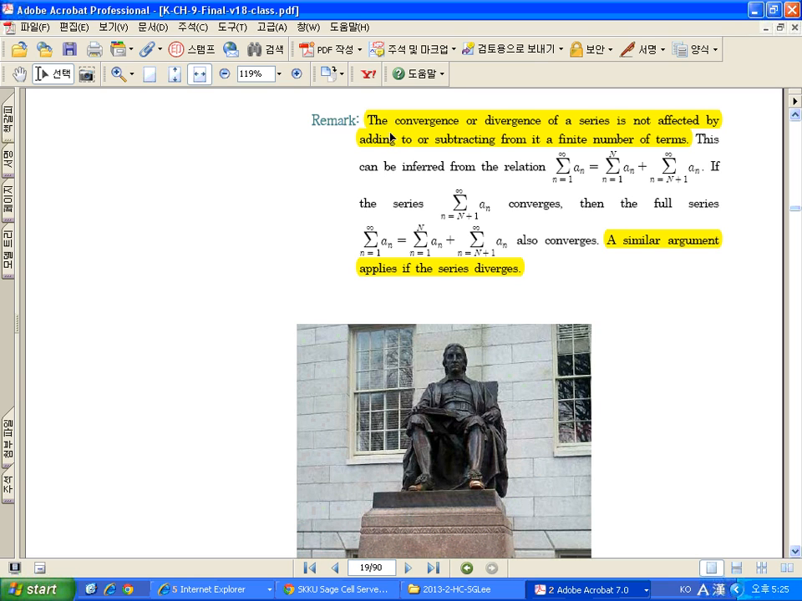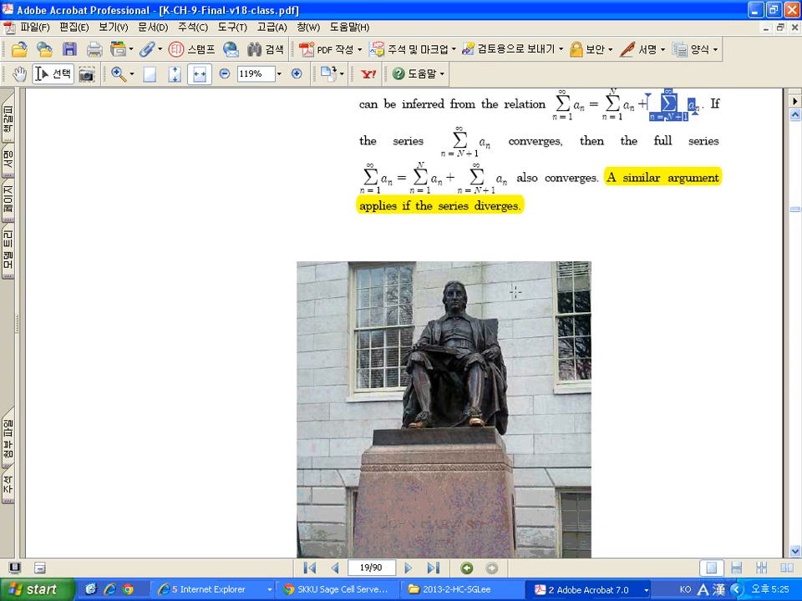And the last remark of this section is that the convergence or divergence of a series is not affected by adding to it or subtracting from it a finite number of terms. So the convergence or divergence of this one is not affected by these finite terms here. It is only affected by this. So if this converges, then this converges. If this diverges, then this diverges. Similar arguments can be applied for the divergence of the series.